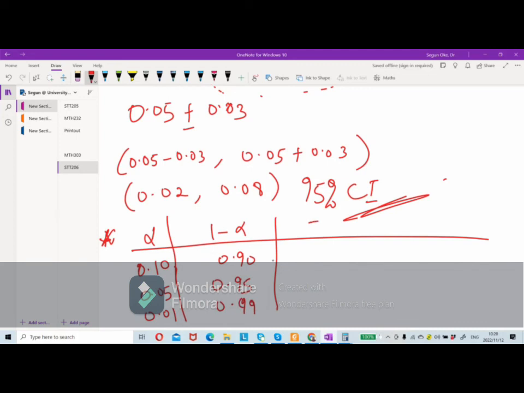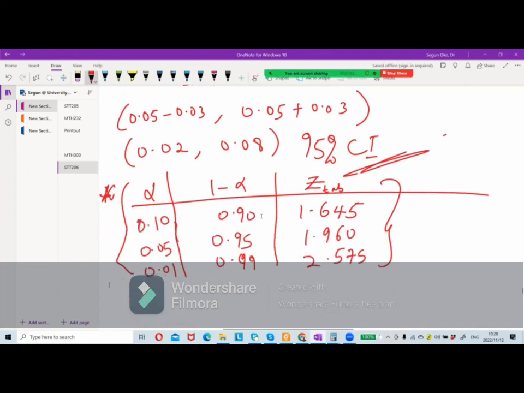What's the Z tabulated? This one will be 1.645. This one will be 1.960. This is what we've been using. And the last one will be 2.575. So this value does not change from here to Germany. From anywhere in the world, it's the same. It's already established results. And that is what we've been using.